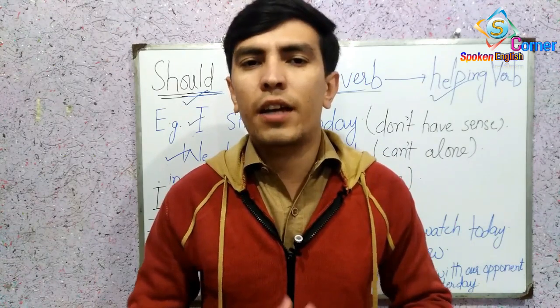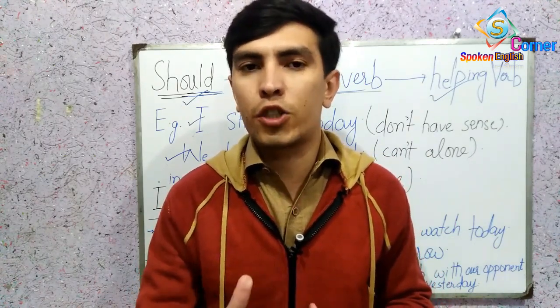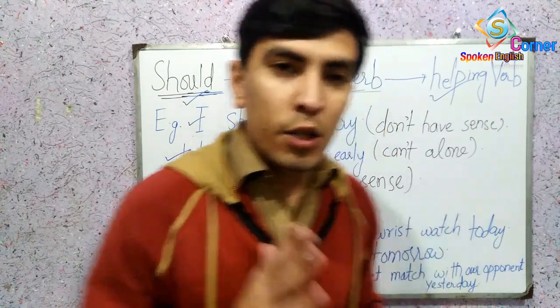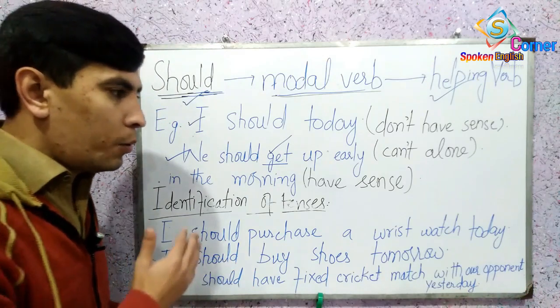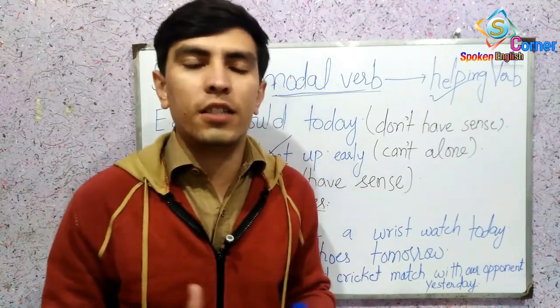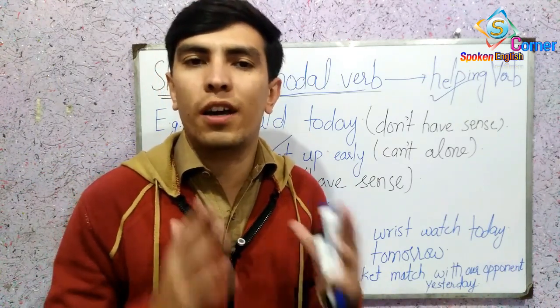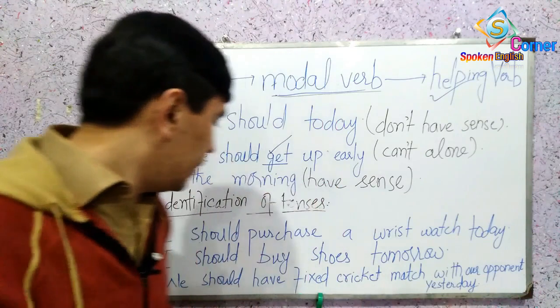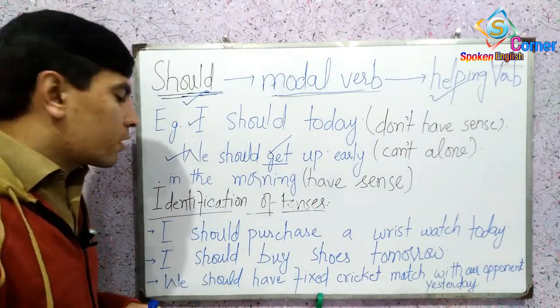What is meant by identification of tenses? It means how you can identify the tenses when there is "should" in the sentences. Here I have made three examples through which I will explain how you can identify the tenses when "should" comes in those conversations. So please concentrate here. I need your concentration.